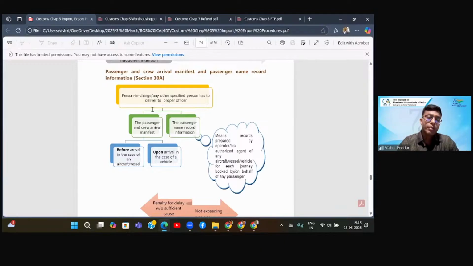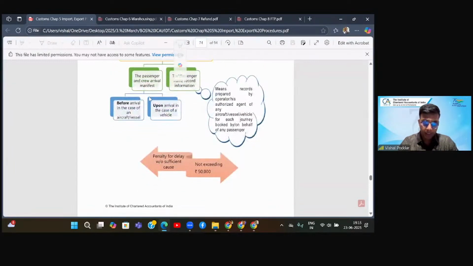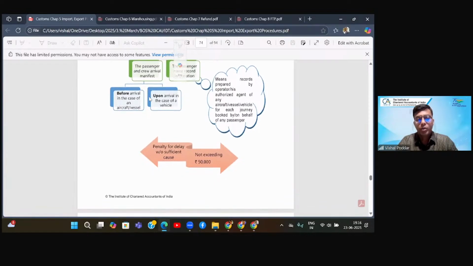Now, similar to this arrival manifest, which contains details of goods, you have to give another similar report which contains details of the passengers and the crew members. Same point: similar to the above point, that is for goods, this is for passengers and crew members.